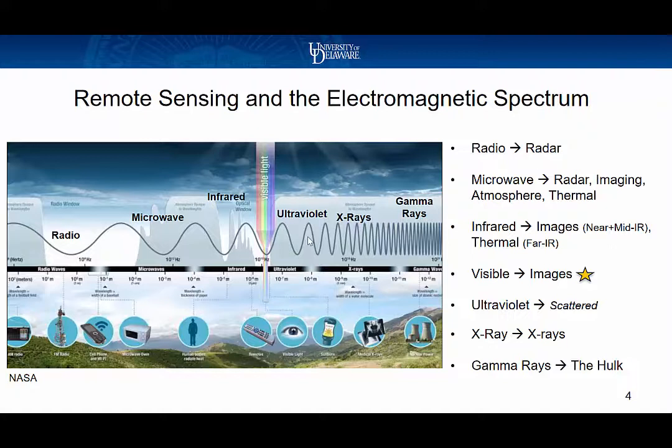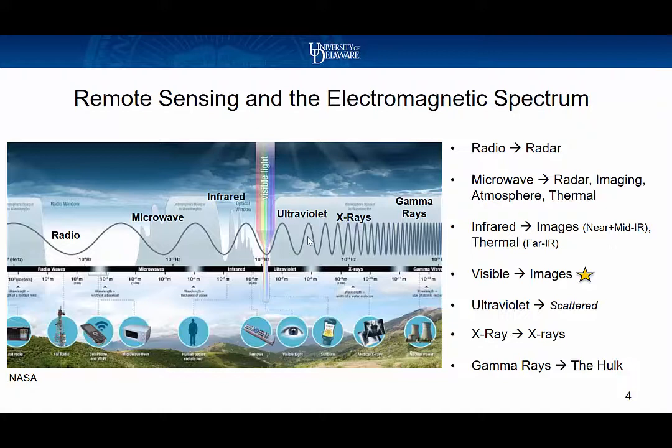We can use it for imaging. In satellites, they use it to measure parts of the atmosphere, and we can also use it to make thermal or heat measurements. Where microwave bumps up against infrared, they also overlap. Infrared can be used for thermal. When you're on this end, this is the far infrared, and that's used for thermal. When you get to this point, this is near infrared.